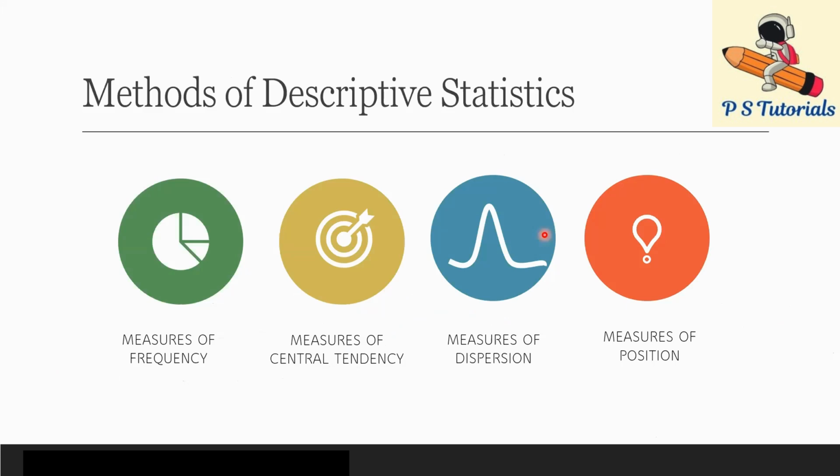There are a few methods of descriptive statistics. The first is the measures of frequency, then the measures of central tendency, the measures of dispersion, and the measures of position. We will look into each of these measures in upcoming slides.